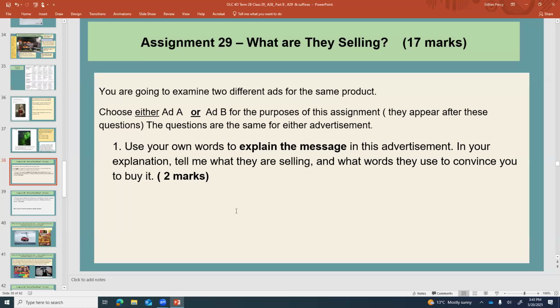The older questions were a little bit different. I found they were kind of vague, so I tried to make these questions a little more clear. Explain the message in this advertisement, okay? So read it, look at it. What are they trying to sell? And what words are they using to convince you to buy it? Okay, words here. This is where I want you to think about the words. That's the important part there.